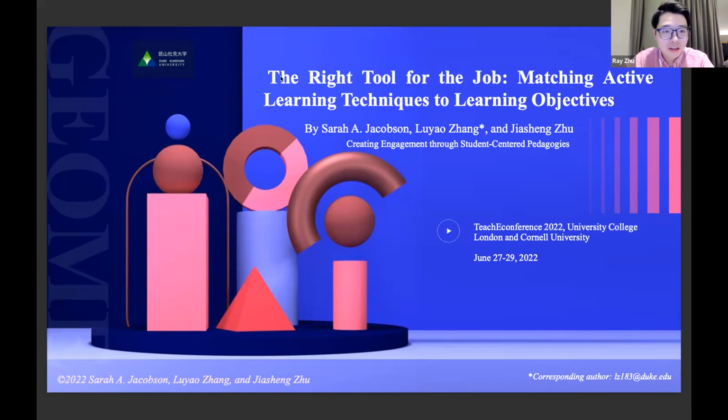I'm so pleased to present some of our research results for the research project, The Right Tool for the Job: Matching Active Learning Techniques to Learning Objectives. This research is conducted by Professor Sarah, Professor Luyao, and me.